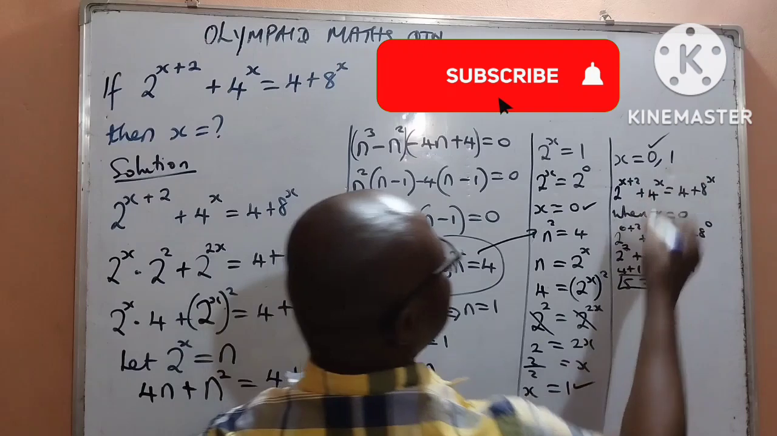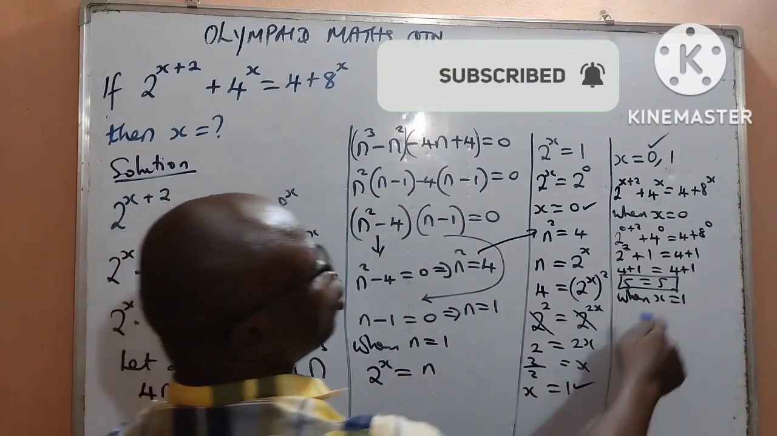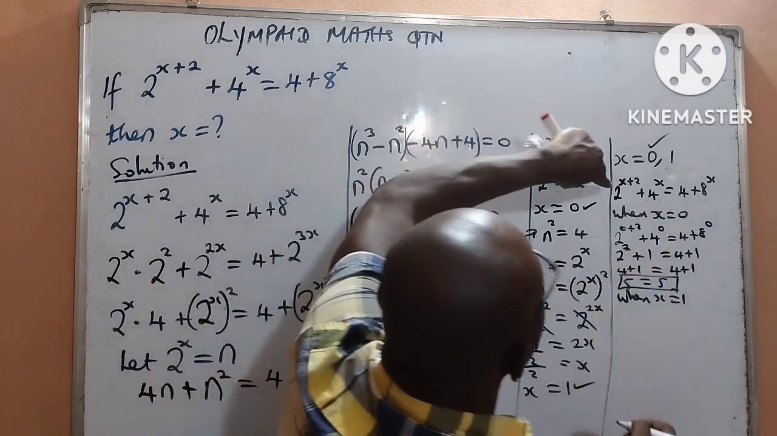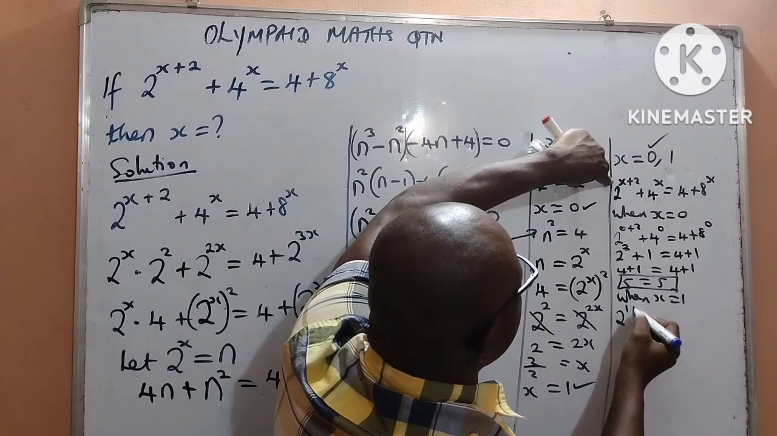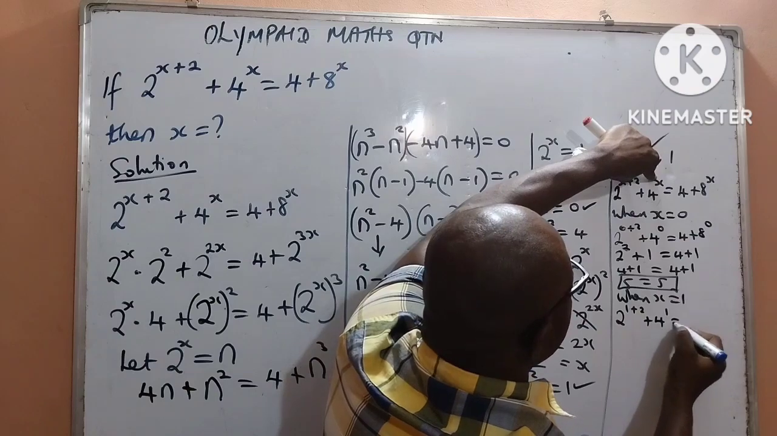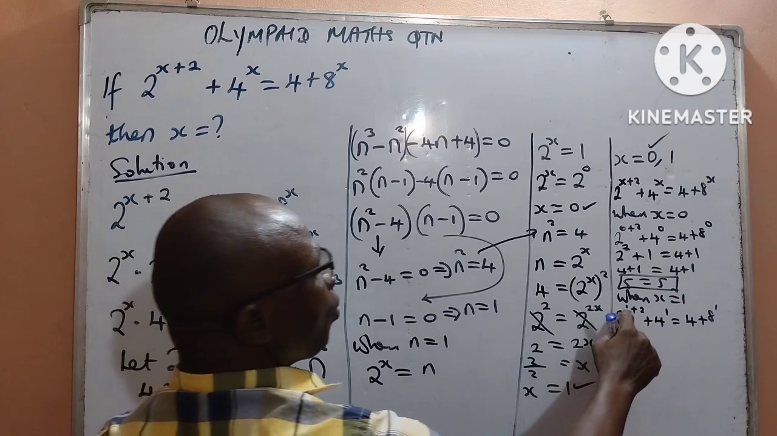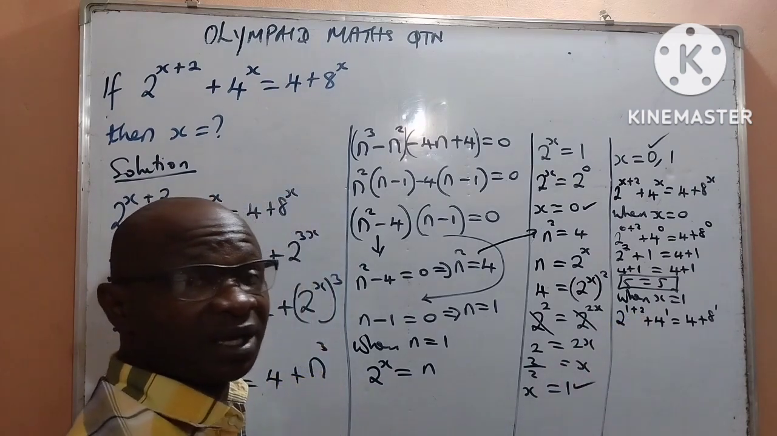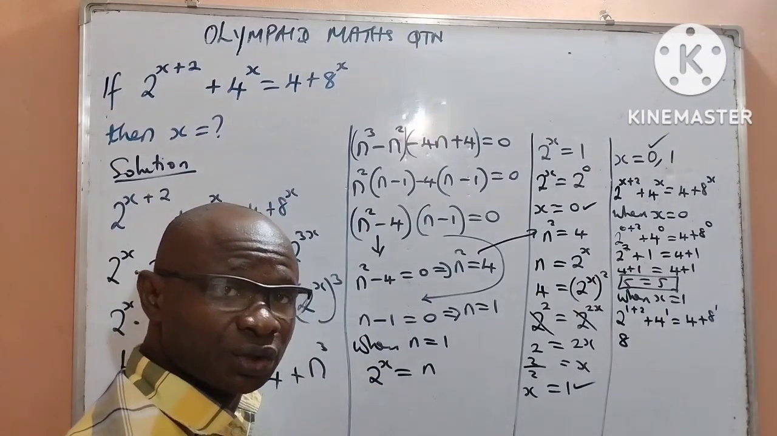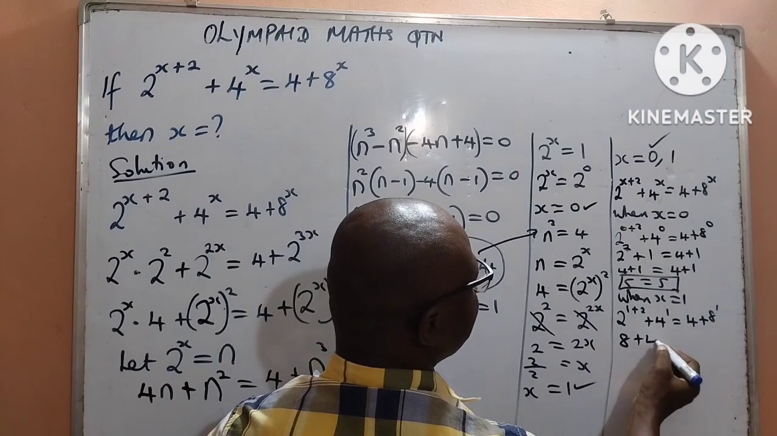I try when x is equal to 1. I begin to put the value of 1 in the position of x. And that will give me from here 2 to the power of 1 plus 2. Then next, plus 4 to the power of 1 is equal to 4 plus 8 to the power 1. We move on. 1 plus 2 will give me 3. And 2 to the power 3 will simply give me 8. That is 2 times 2 times 2, 3 times, will give me 8. And 4 to the power 1 will simply give me 4.